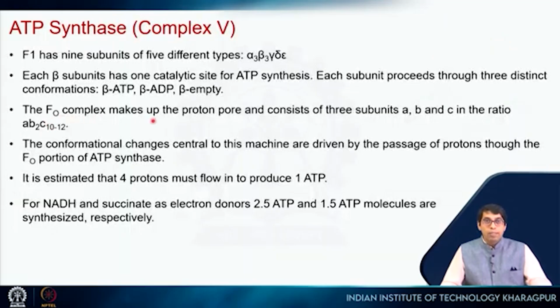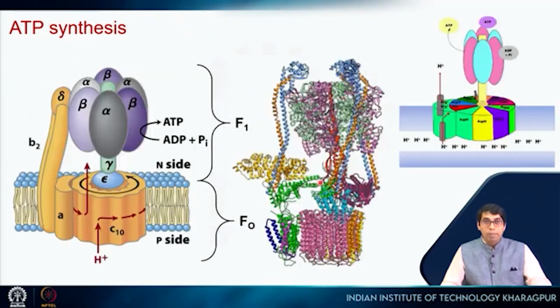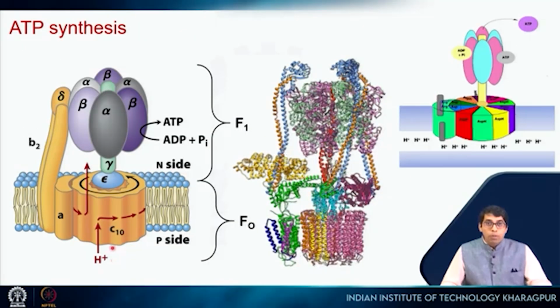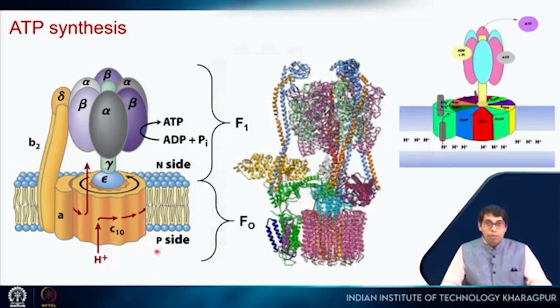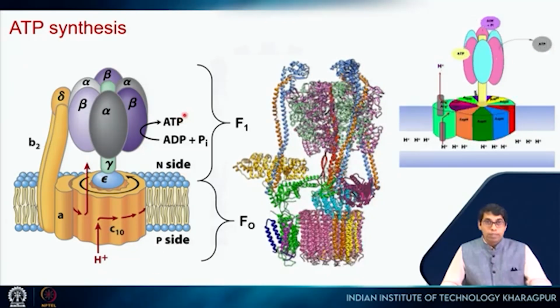The FO complex makes up the proton pore and consists of 3 subunits A, B, and C in the ratio of 1 A, 2 B, and 10 to 12 C, right. Now this 10 to 12 C depends on different homologs. The conformational changes central to this machine are driven by the passage of protons through the FO portion of ATP synthase. It is estimated that 4 protons must flow in to produce 1 ATP. So, when 4 protons or 4 hydrogen ions flow in, 1 ATP molecule is synthesized, right.